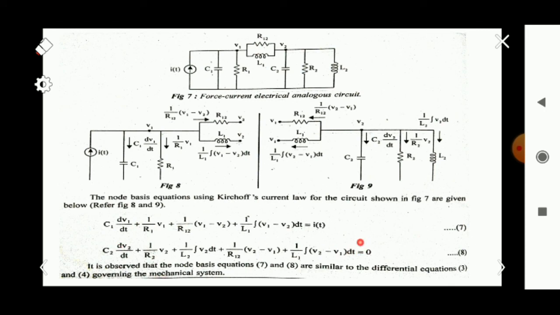Likewise we can write the second node equation: C2 into dV2 by dt plus 1 by R2 V2 plus 1 by L2 into integral V2 dt plus 1 by R12 into V2 minus V1 plus 1 by L1 into integral V2 minus V1 dt is equal to 0. It is also observed that the node basis equations 7 and 8 are similar to the differential equations 3 and 4 governing the mechanical system.